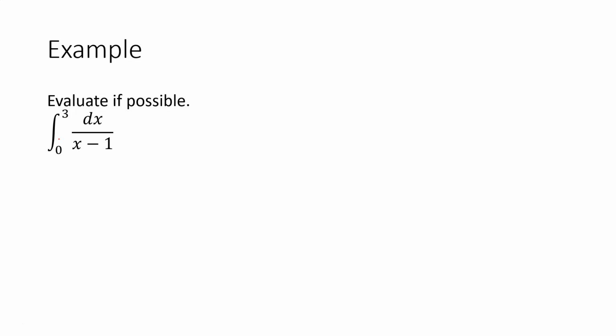Now notice in this integral we have the integral from 0 to 3, and the function that we're integrating has a point of discontinuity at x equals 1. So what we need to do is consider, since x equals 1 is in between 0 and 3, the integral from 0 to 1 and then the integral from 1 to 3 separately.